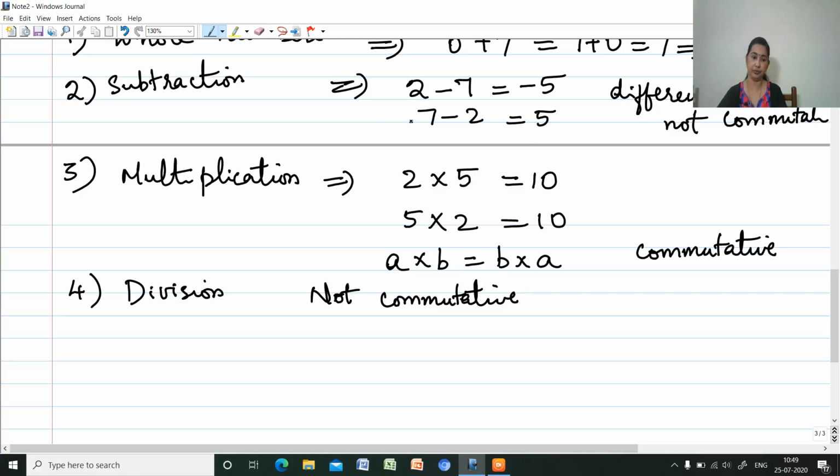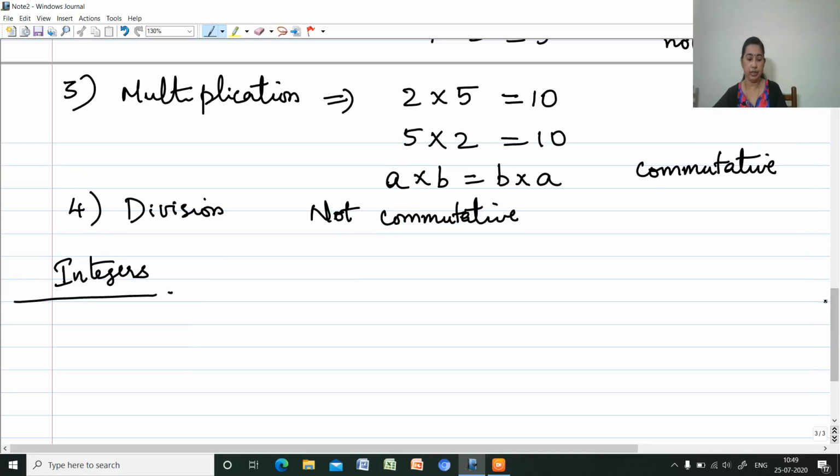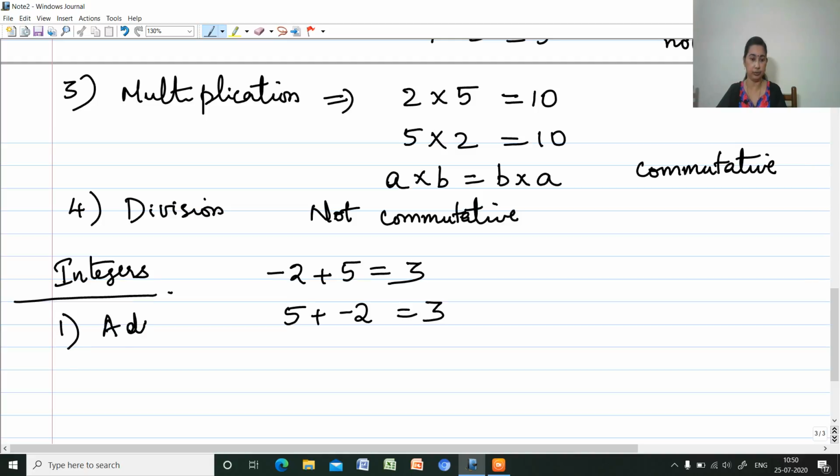Now next, we'll check for integers, whether addition, subtraction, multiplication and division of integers are commutative or not. In the case of addition, for two integers, if one is negative and one is positive, 2 plus 5, we'll get 3, whereas 5 plus minus 2, the same answer, we get 3. So in the case of addition, it is commutative.